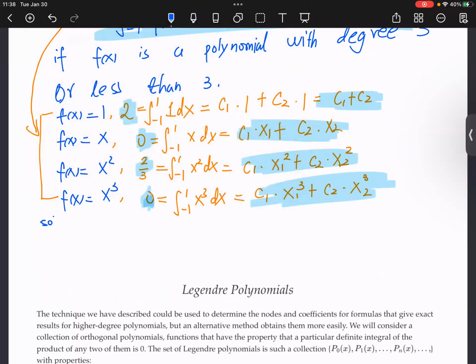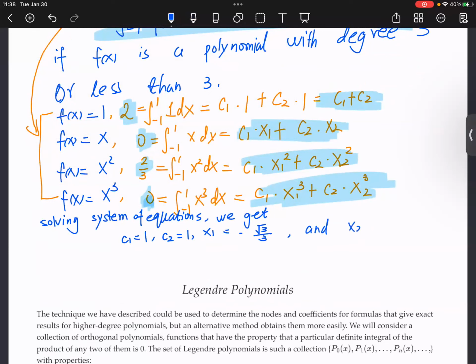After solving this system of equations, we get C1 equals 1, C2 equals 1, x1 equals negative square root of 3 divided by 3, and x2 equals square root of 3 divided by 3. With all this in mind, we got this.